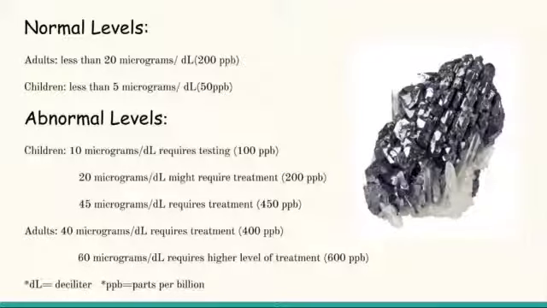The normal level of lead in adults is less than 20 micrograms per deciliter, or 200 parts per billion. In children, it is less than 5 micrograms per deciliter, or 50 parts per billion. Abnormal levels in children are 10 micrograms per deciliter, and that requires testing. 20 micrograms per deciliter may require medical treatment, so you would go to a doctor. 45 micrograms per deciliter does require treatment.